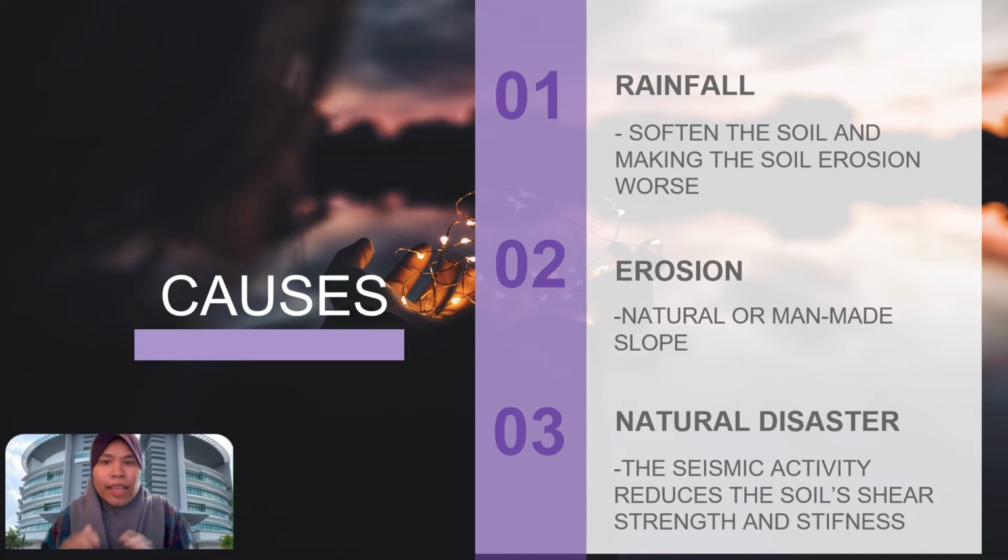As an example, in Japan, there are a lot of slope failures after an earthquake. Why? Because seismic activity reduces the soil shear strength and stiffness, so the soil cannot hold and becomes loose.